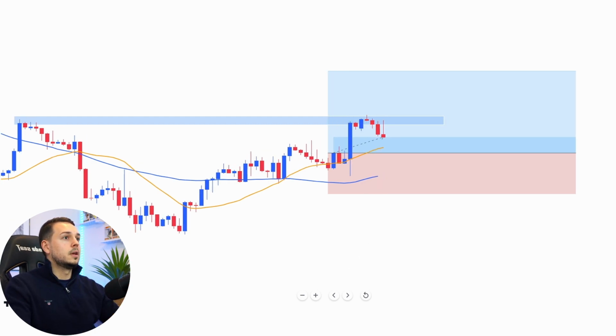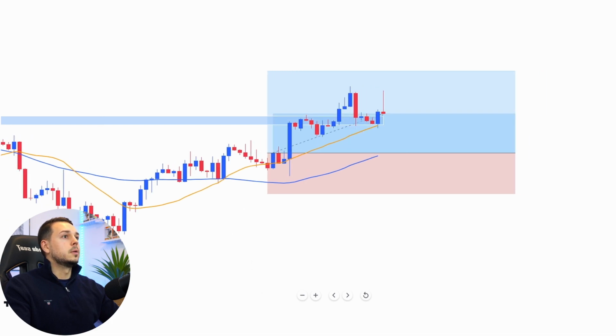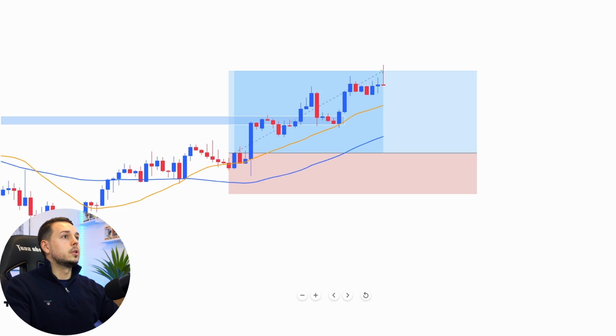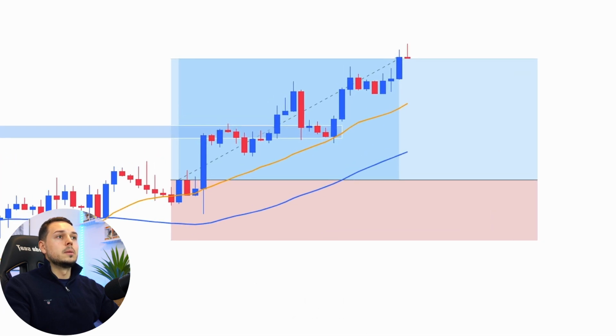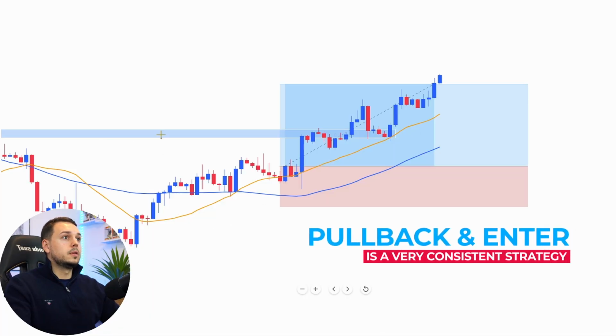So look at this, and then boom, we continue moving up every single time, and probably we will reach our take profit level. Let's just see. There we go. Beautiful price action trading. And if you've been listening, you probably spotted more trading opportunities. Look at this bullish engulfing candlestick over here, another one over here.